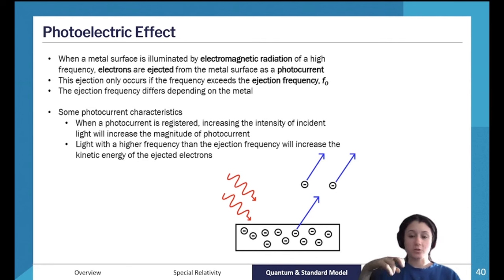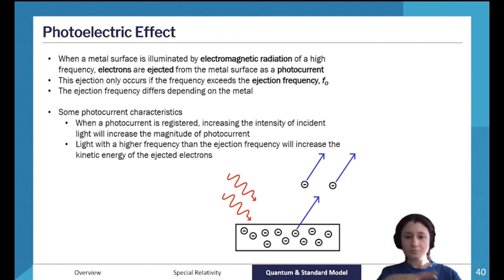Once you've reached the threshold frequency, you've got just enough energy to get those electrons out of the metal. And then after you keep increasing the frequency after that, each of those photons keeps on giving a greater amount of energy to each of those electrons.